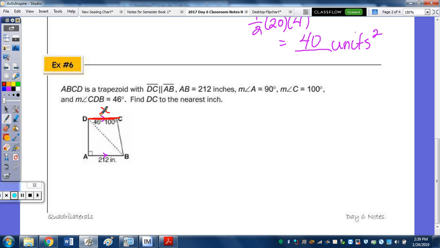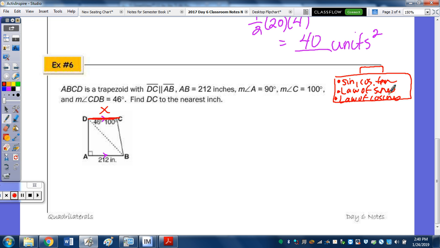Our trig toolbox contains what? What's in our trig toolbox? Yeah, Jack? So sine, cosine, and tangent ratios. Yep, what else is in there? Law of sines, and last, law of cosines.